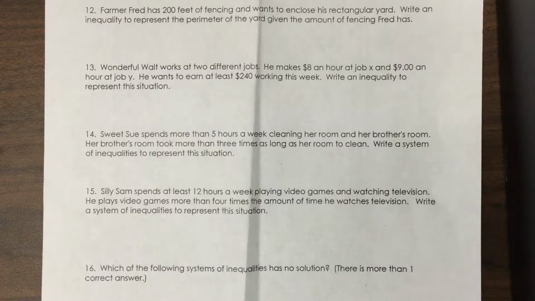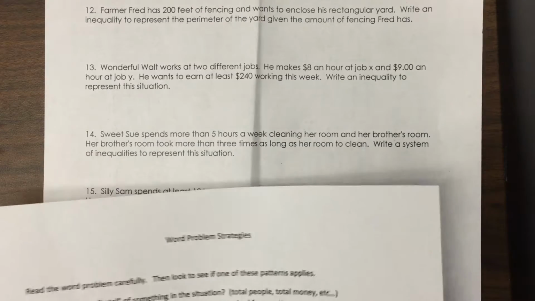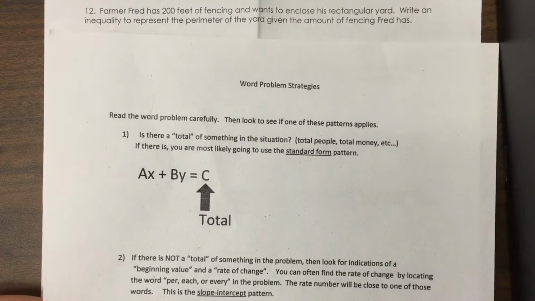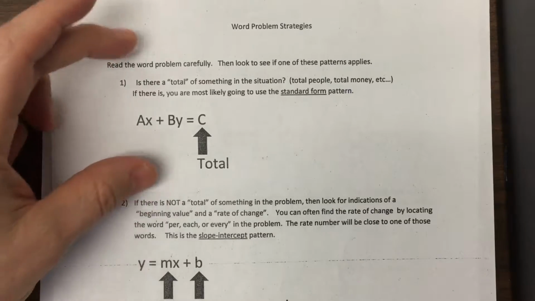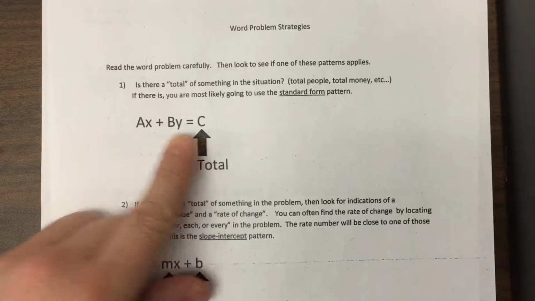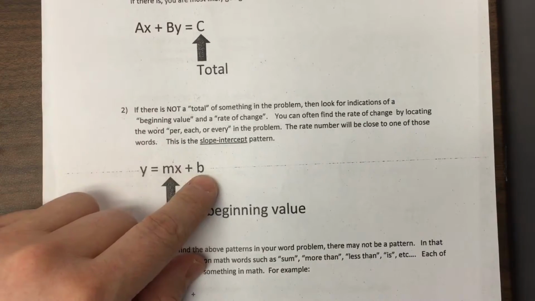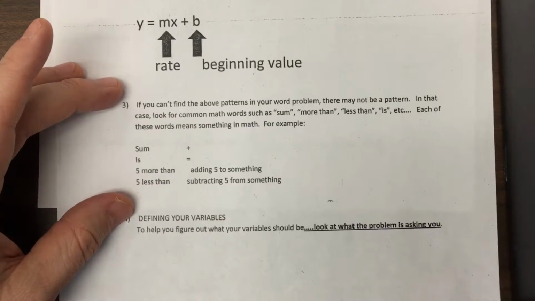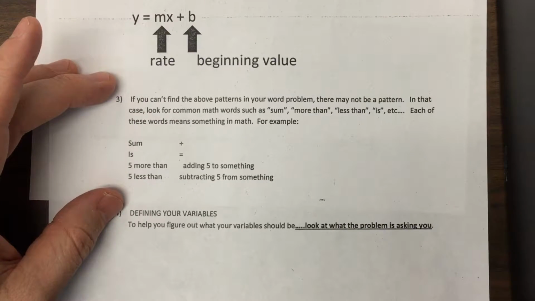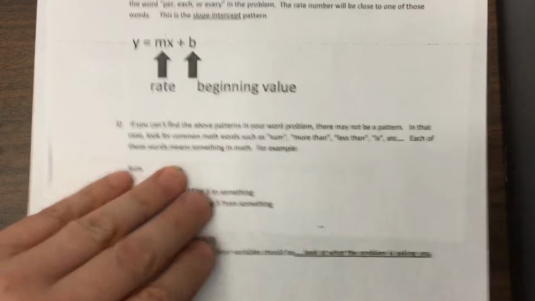Well, what we learned in class is if you have a total of something, you might have a certain pattern in your word problem. And even though this is an inequality, not an equation, we still look for those totals. So let's look at our strategy. First strategy is there a total of something? It might be standard form. If there's not a total, is there per each or every? It might be slope-intercept form. If it doesn't fit that pattern, then you're just going to have to look at the vocabulary in the problem and deal with it and just take it one step at a time, okay?